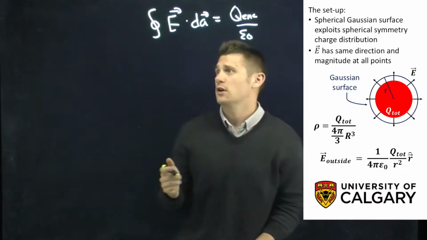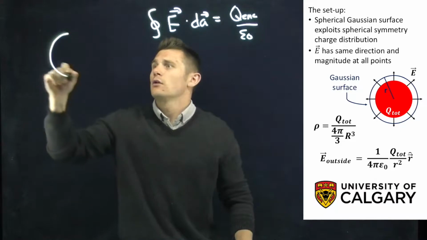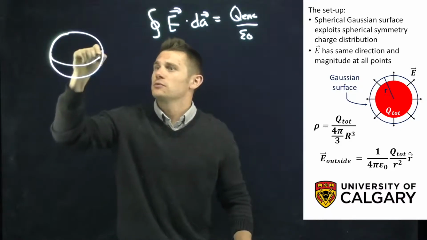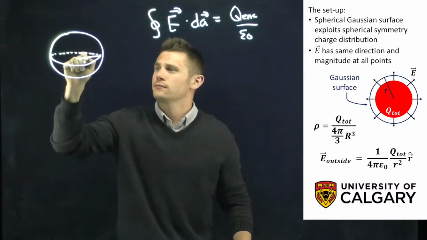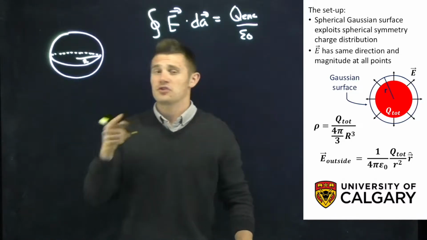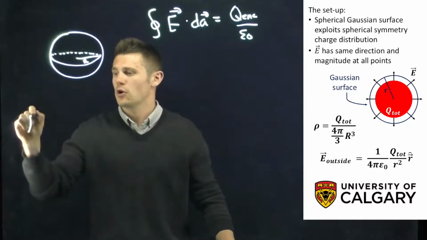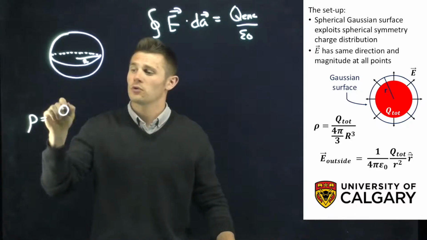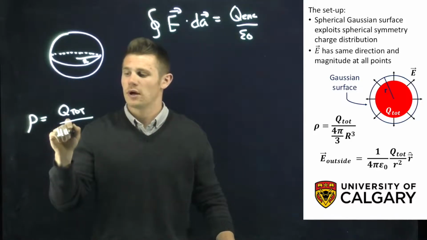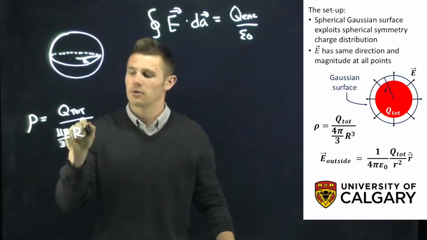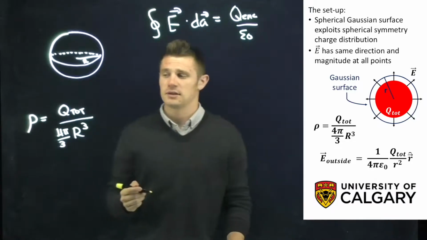To set up the problem, let's draw a quick diagram where we have a sphere of charge. Let's say it has radius r. And we'll say that the charge density of this sphere is rho, and it's equal to the total charge on the sphere divided by the volume of the sphere, which will be 4 pi over 3 capital R cubed, where capital R is the radius of the sphere.